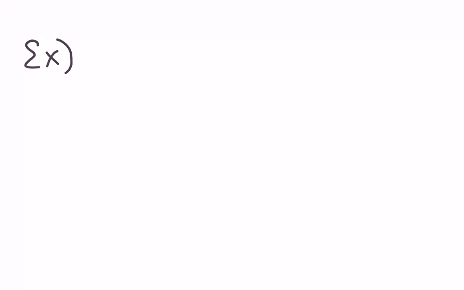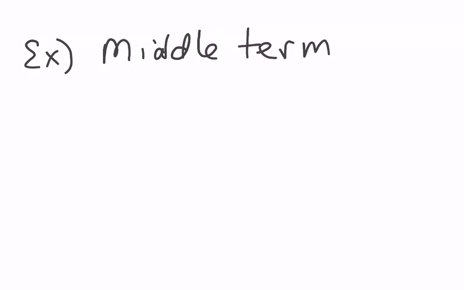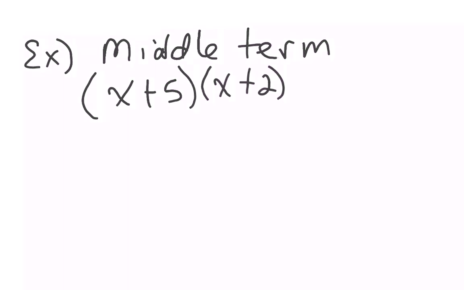So first of all, I want to talk about what the middle term is when we have a product. So let's say we have x plus 5 and x plus 2. So what is the middle term? So what does that mean? Well, remember, in order to multiply this, we FOILed.